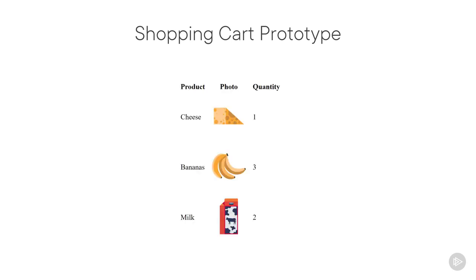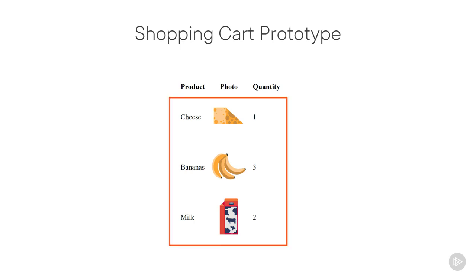In this clip, let's create a simple prototype of a shopping cart for groceries. The web app should look like this. It's a simple HTML table with a header that has product name, photo, and quantity. The table body has 3 products: cheese, bananas, and milk.